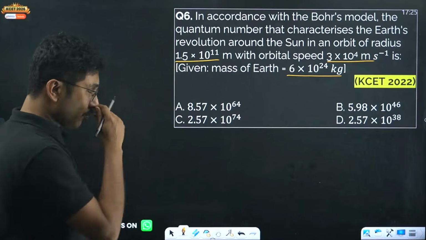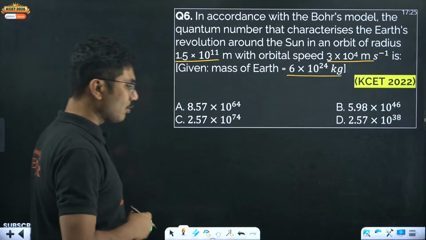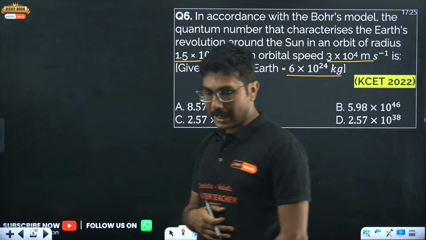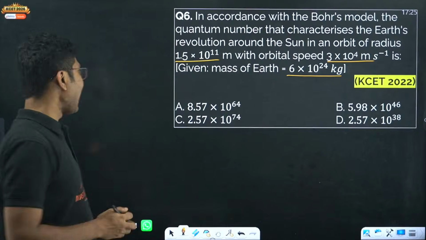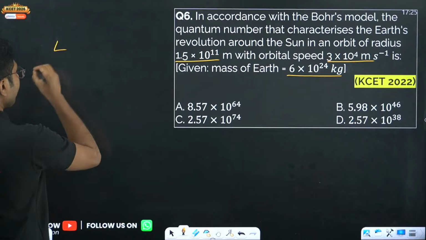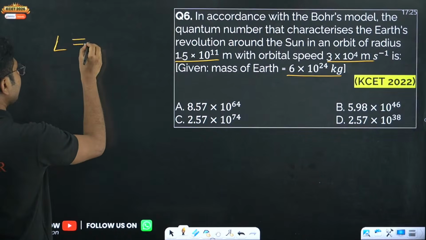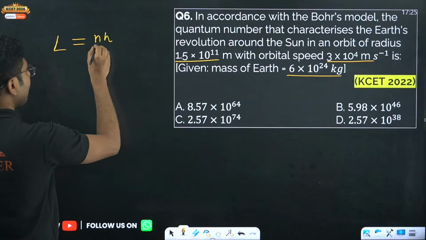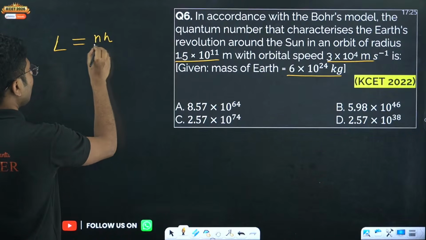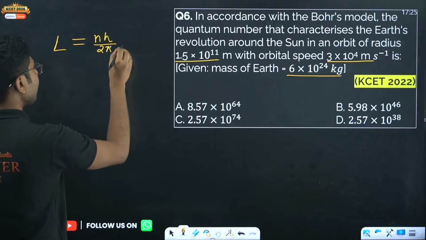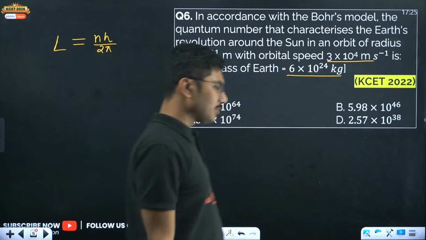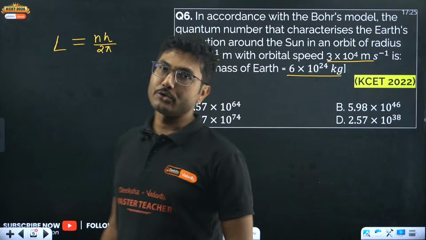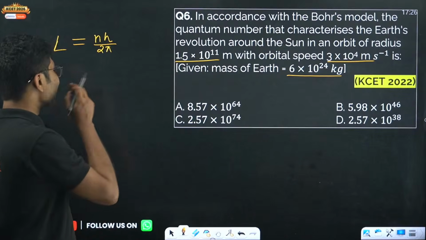Now if you remember, what is Bohr's atomic model? Bohr's atomic model says that the angular momentum of the electron must be equal to an integer multiple of nh by 2 pi. So every angular momentum must be an integer multiple of nh by 2 pi. That is Bohr's postulate. So what is L here?